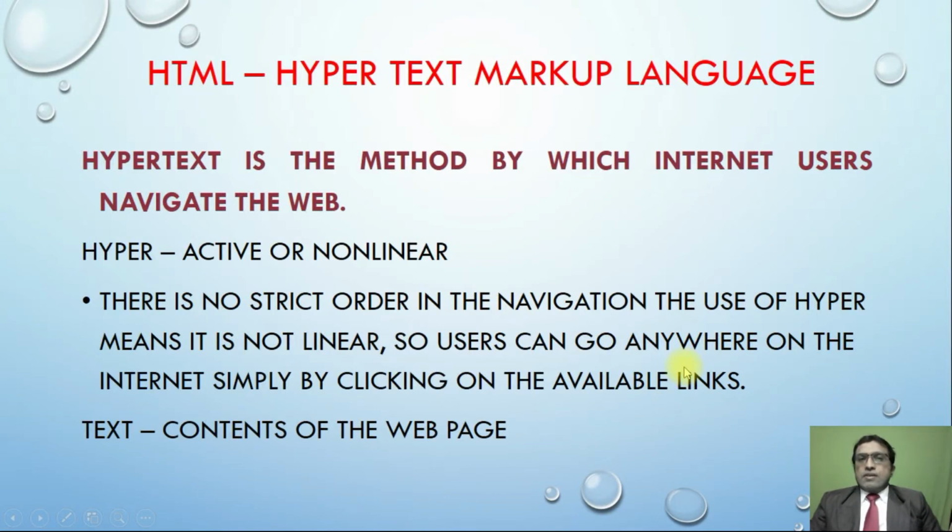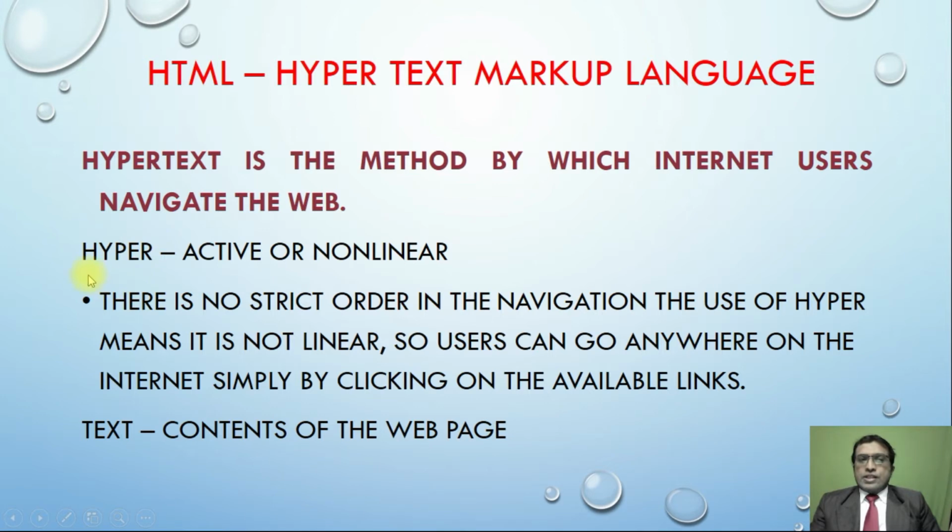So now let us see what is HTML. HTML stands for Hypertext Markup Language. Hypertext is the method by which internet users navigate through the web. Hyper means active or non-linear. There is no strict order in the navigation. The use of hyper means it is not linear. So users can go anywhere on the internet simply by clicking on the available links. Text stands for the contents of the web page.